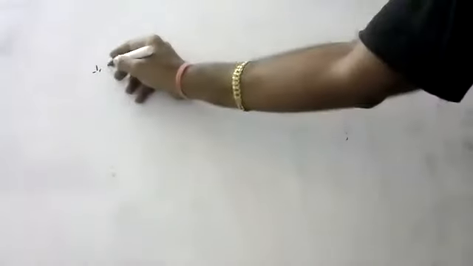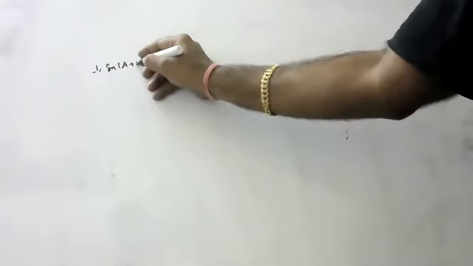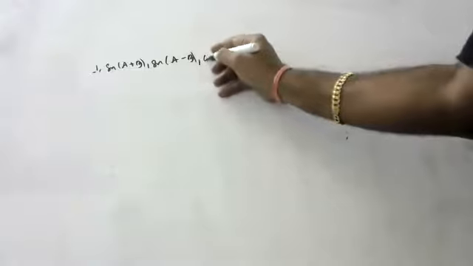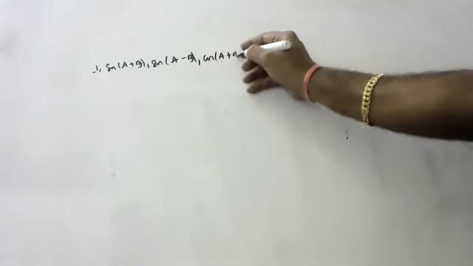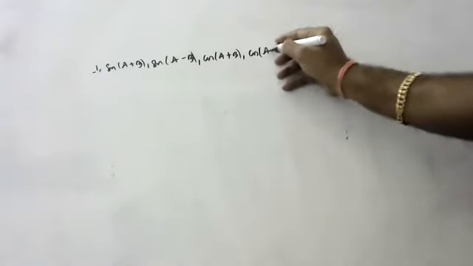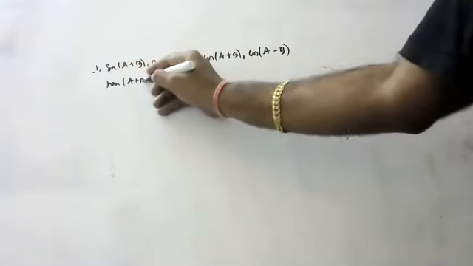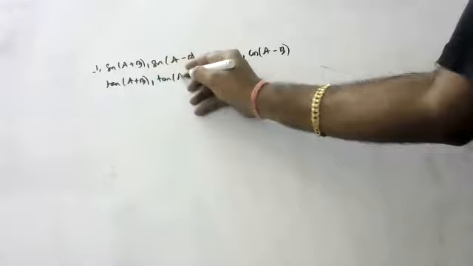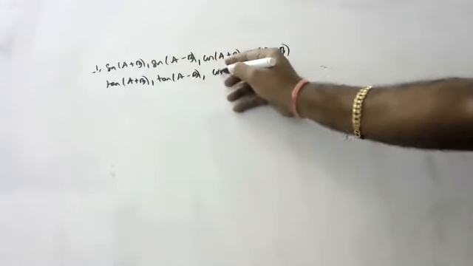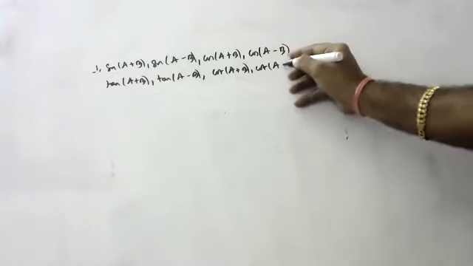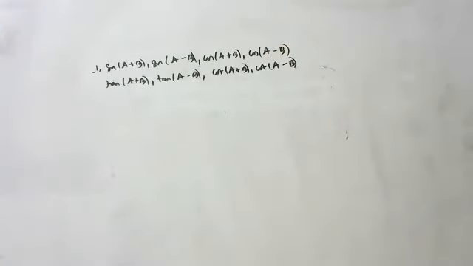So children, in the previous classes, I told you about the sin A plus B formula, the sin A minus B formula, cos A plus B and cos A minus B, and then tan A plus B and tan A minus B. We even discussed cot A plus B and cot A minus B, and also so many numericals. I have given them in the descriptions of the videos, children.